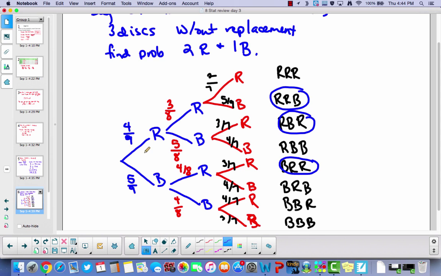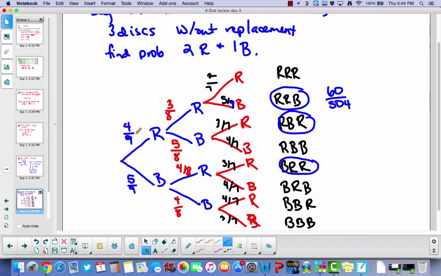How am I going to find those? I'm going to multiply along that tree. So I'm going to take 4/9 times 3/8 times 5/9, that is a 9 there, because you haven't drawn any blues, so you still have 5 out of the, and that should be a 7, yes. It's kind of hard to see that that's a 7. Okay, so 9, 8, 7 is my denominator. When I multiply that, I get 60 out of 504.